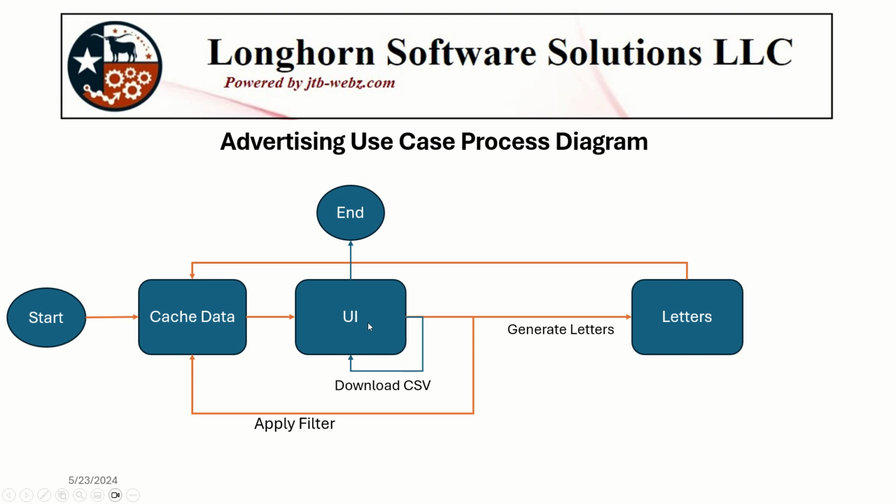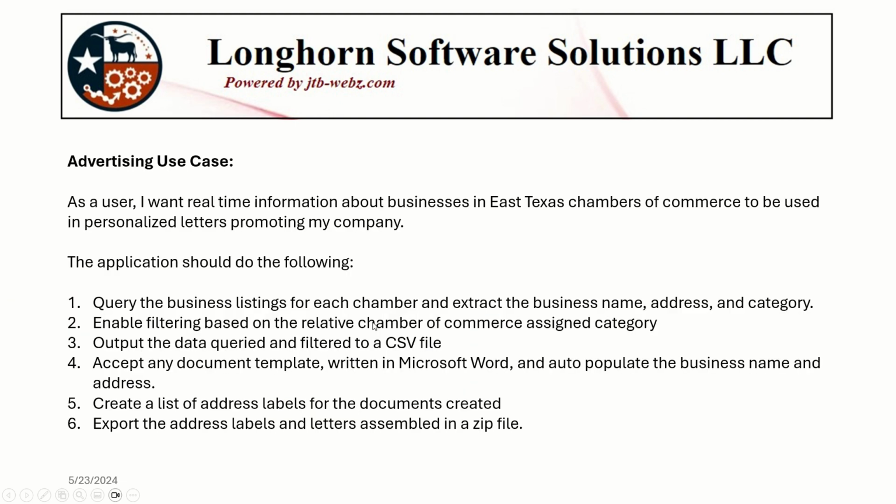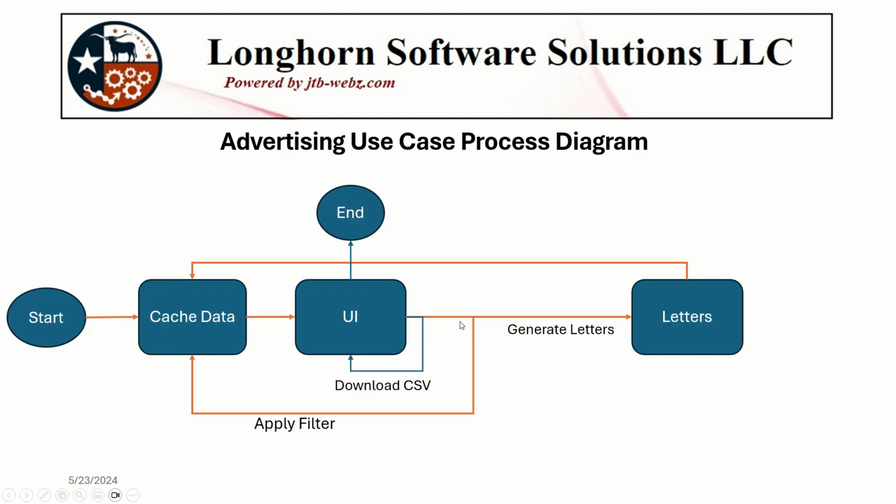The functionality, let's go back to our use case. We need to be able to enable filtering based off the Chamber of Commerce category. Here we see apply filter. So from the user interface, you'll apply the filter. It'll go back to the cache data and get rid of the unwanted values. Let's go back to our use case.